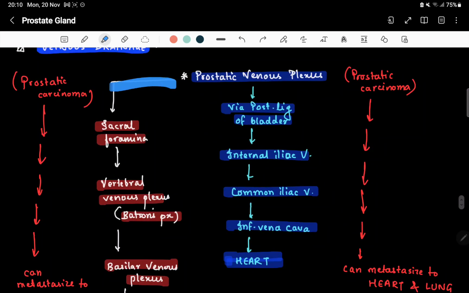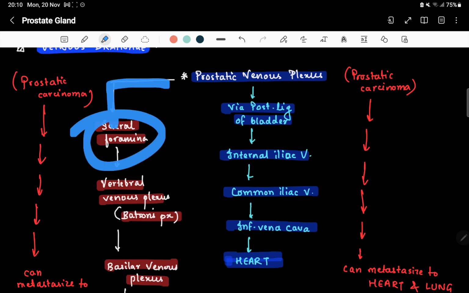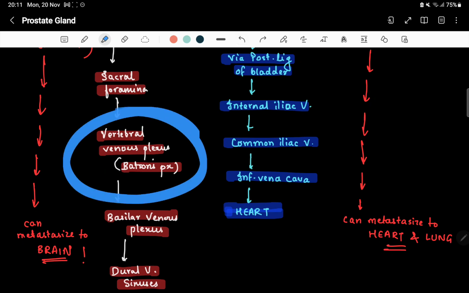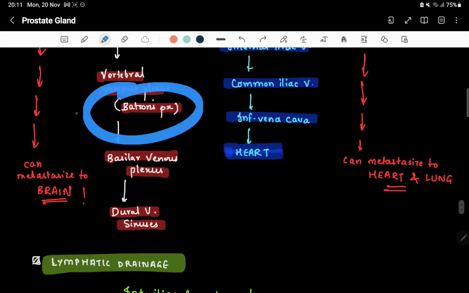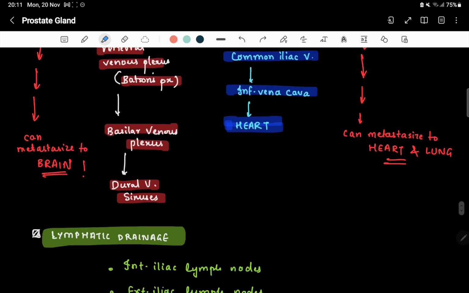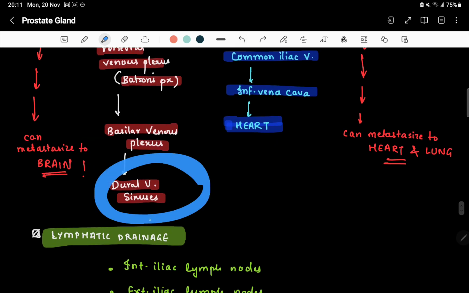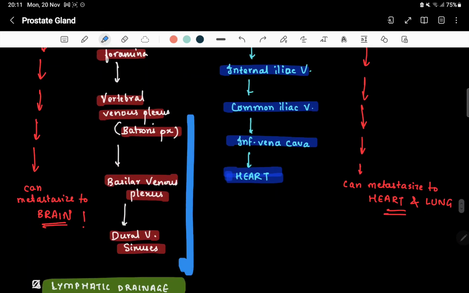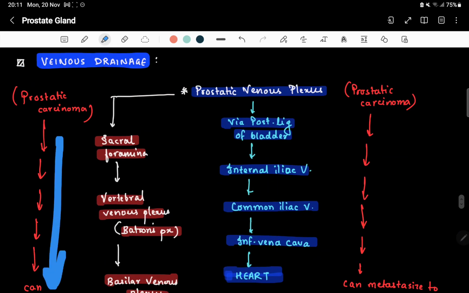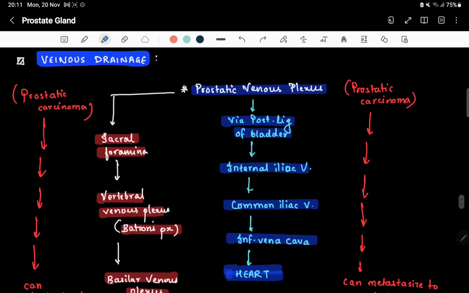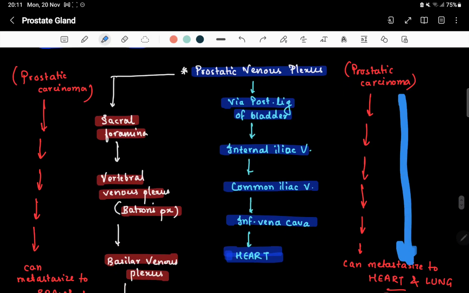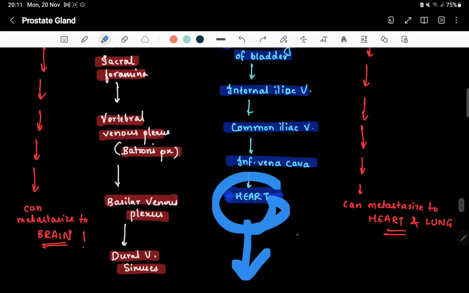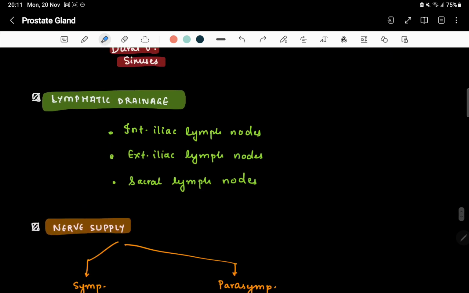This prostatic venous plexus communicates with the sacral foramina, and the sacral veins are connected to the vertebral venous plexus, also called Batson's plexus. This Batson's plexus is connected to the basilar plexus, and this basilar venous plexus is connected to the dural venous sinuses. So prostatic carcinoma can even reach your dural venous sinuses, and prostate cancer can metastasize to the brain. It is very dangerous, and it can also travel to the heart, and from the heart it can go via the pulmonary vessels to the lung.